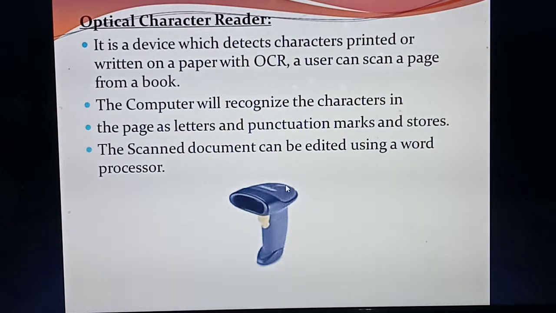Understood what's the use of the optical character reader? This reader is mainly used to scan printed papers or written papers or anything. So this optical character reader is mainly used to scan what things? Alphabets, letters, numbers, punctuation marks, etc. After scanning, it will store inside the memory. Then when you copy to the computer, you can edit the copy. Understood?